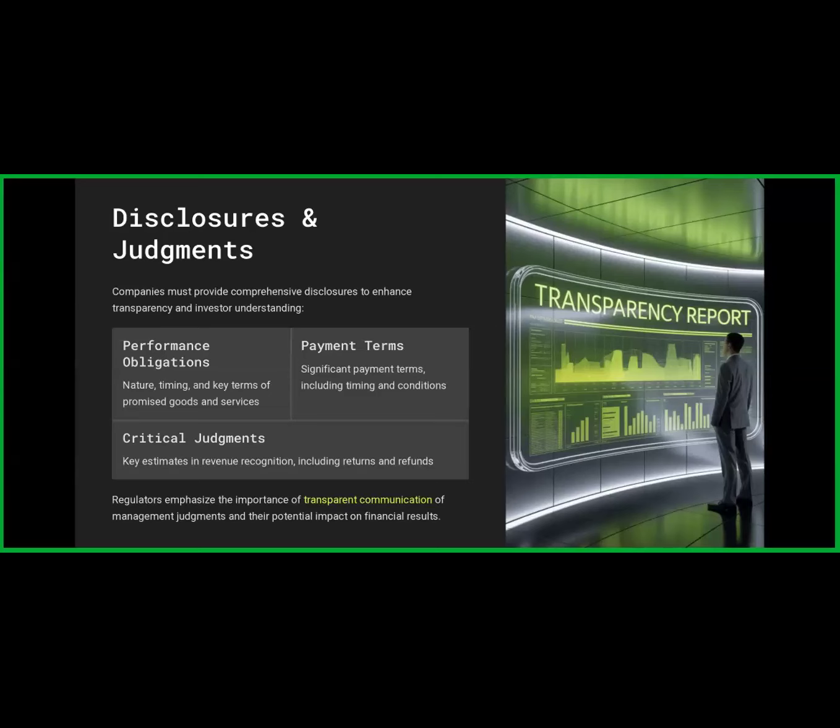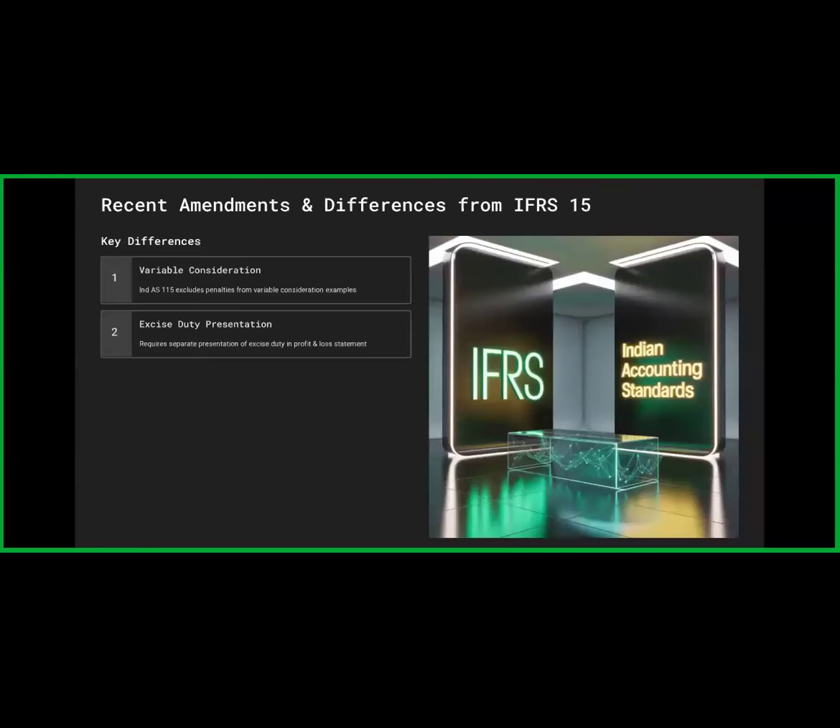The first one is the performance obligation, that is the nature, timing, and key terms of the promised goods and services. Then payment terms, the significant payment terms, including the timing and conditions. These provide transparency in revenue recognition and a clear understanding to the different stakeholders.